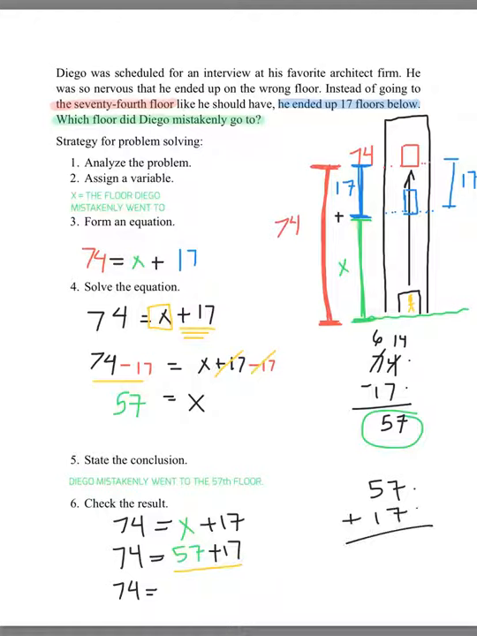7 plus 7 gives us a 14. So we bring down the 4, and we add 1. Now we have a 1 plus a 5 plus a 1, which is a 7. So we end up with 74. Now the question is, is 74 equal to 74? Yes, it is. Therefore, we know our solution is correct.